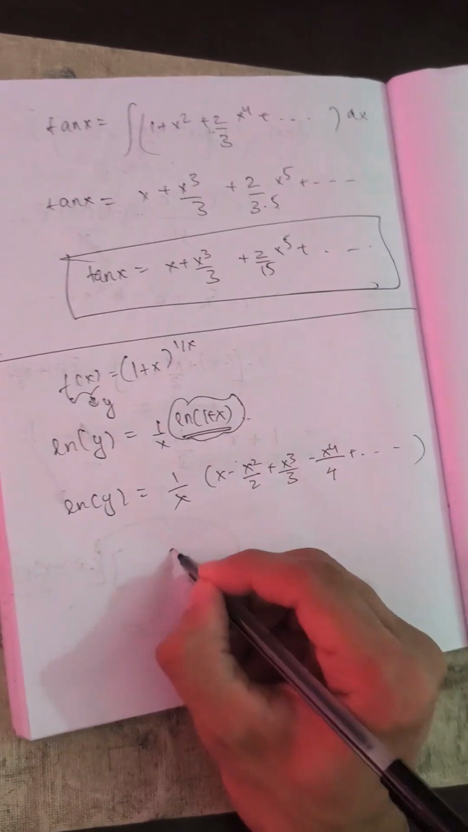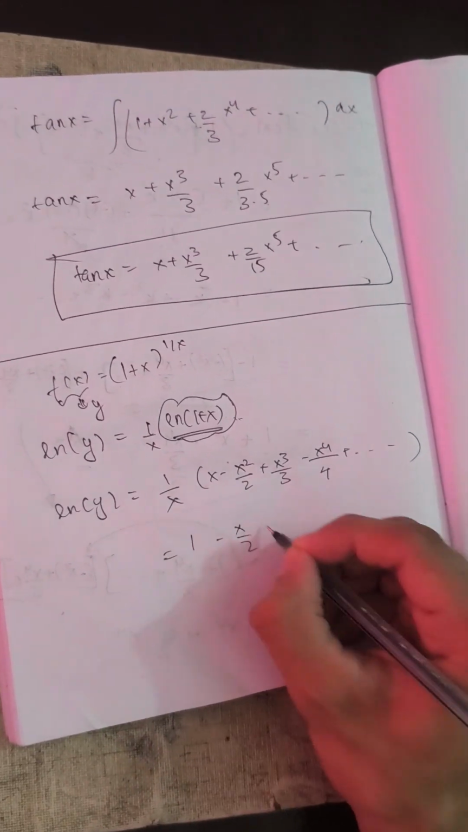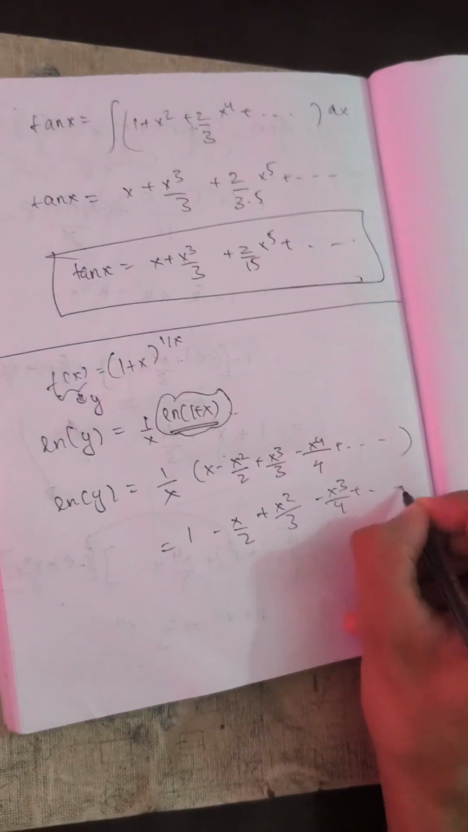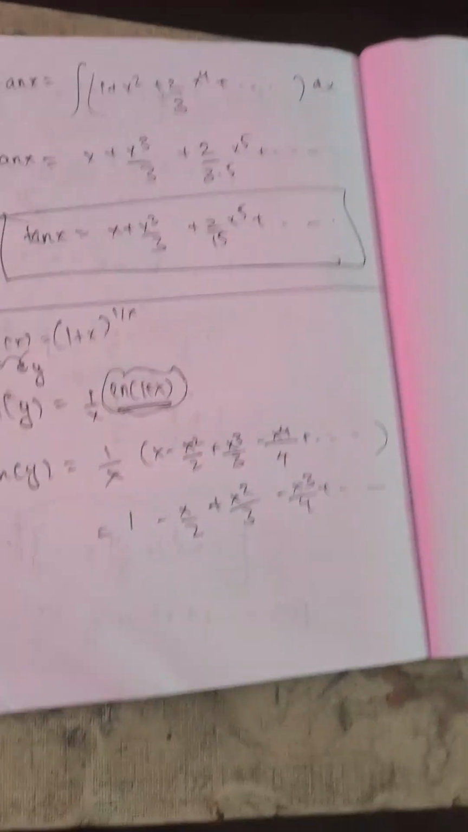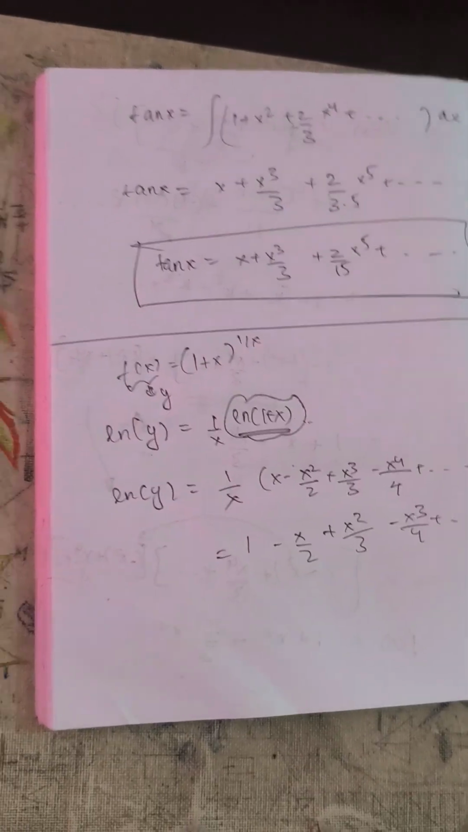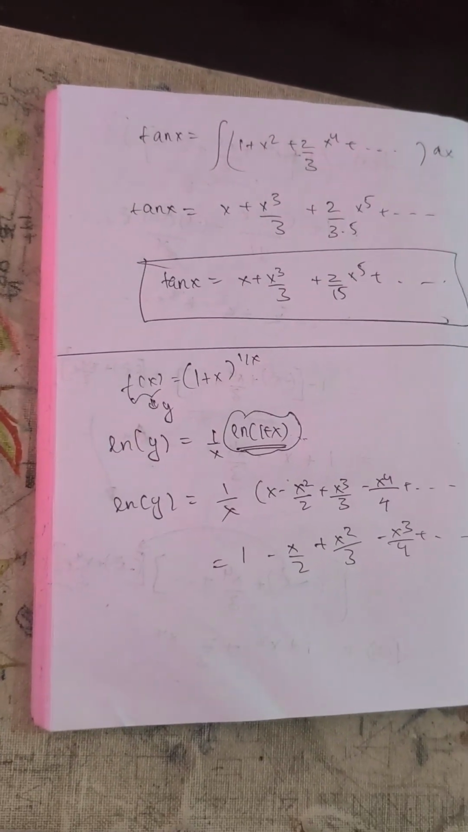Now, if you put the x inside here, x and x get cancelled. This is 1 minus x by 2 plus x squared by 3 minus x raised to 3 by 4, plus so on and so forth. Now look at this right here, my friends. Log of y. What is y? What is y again? y is our function.